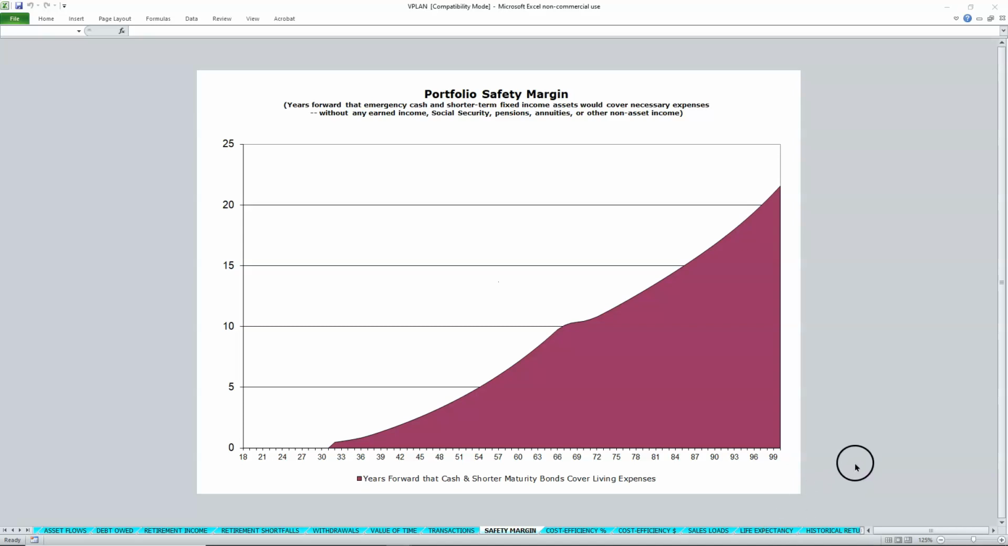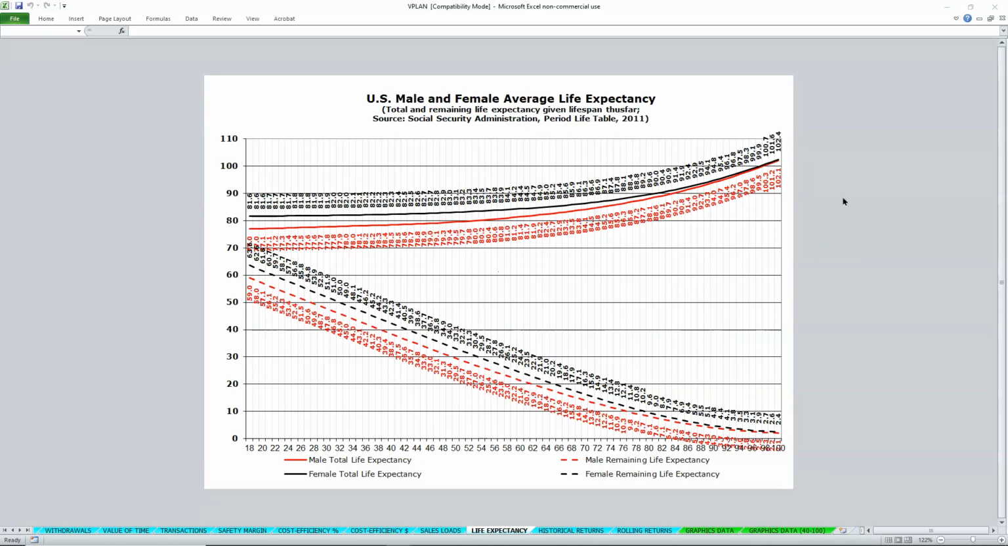Now we will click and view the blue tabbed life expectancy graphic. This life expectancy graphic presents U.S. life expectancy data from the Social Security Administration. The solid black line across the top is the expected average total lifespan for females, and the solid red line across the top is the expected total lifespan for males.